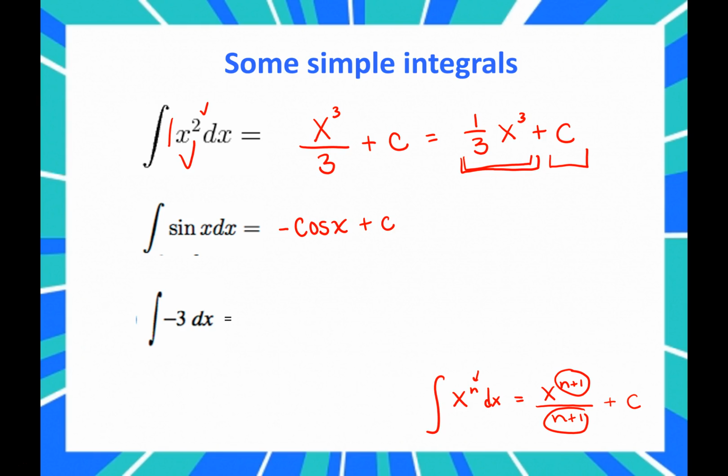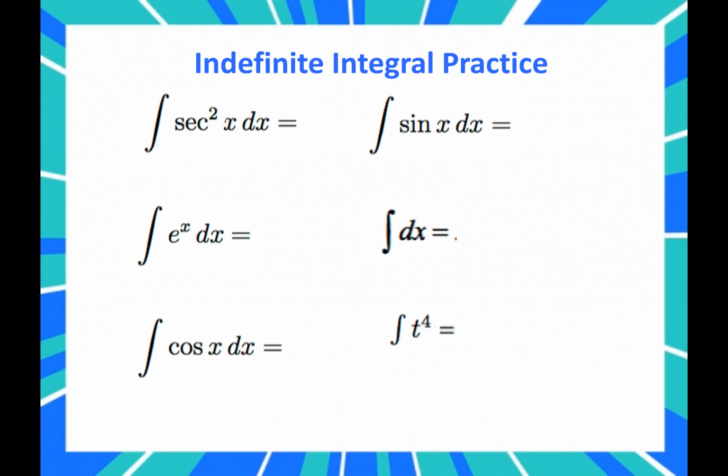This last one, you really just have to think about, when I take the derivative of what, when do I get -3? Well, that's just going to be a -3x. Because what's the derivative of this whole thing? It's just -3. Now, don't panic. This is just the first 3 problems we've seen, and we're going to get a lot more practice.